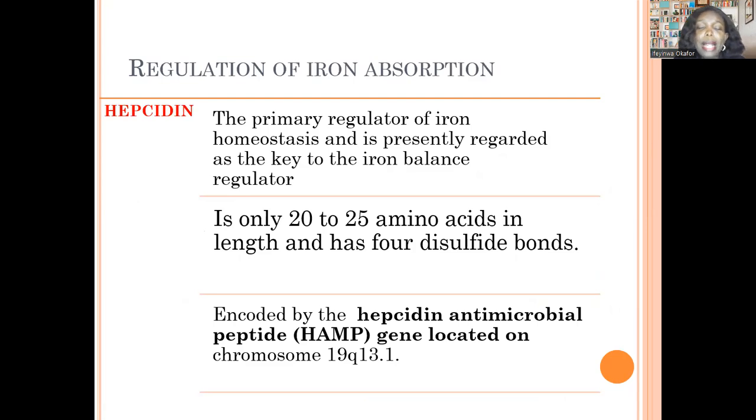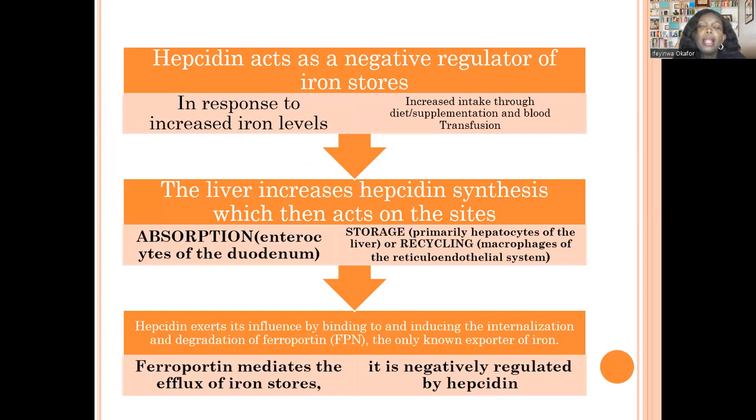Okay, and I said that this hepcidin is encoded by the gene hepcidin antimicrobial peptide gene, which is located on chromosome 19. Now, hepcidin acts as a negative regulator of iron stores.